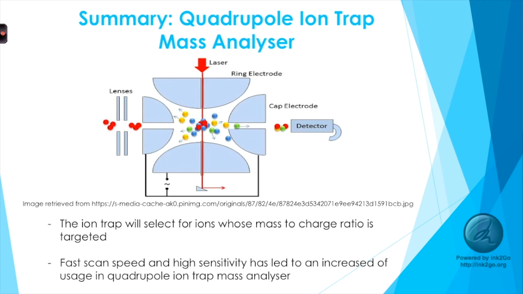To conclude, the ion trap analyzer will select for ions whose mass to charge ratio is targeted. Additionally, this device has a high scan speed and high sensitivity, which has led to a significant increase in usage amongst researchers today.